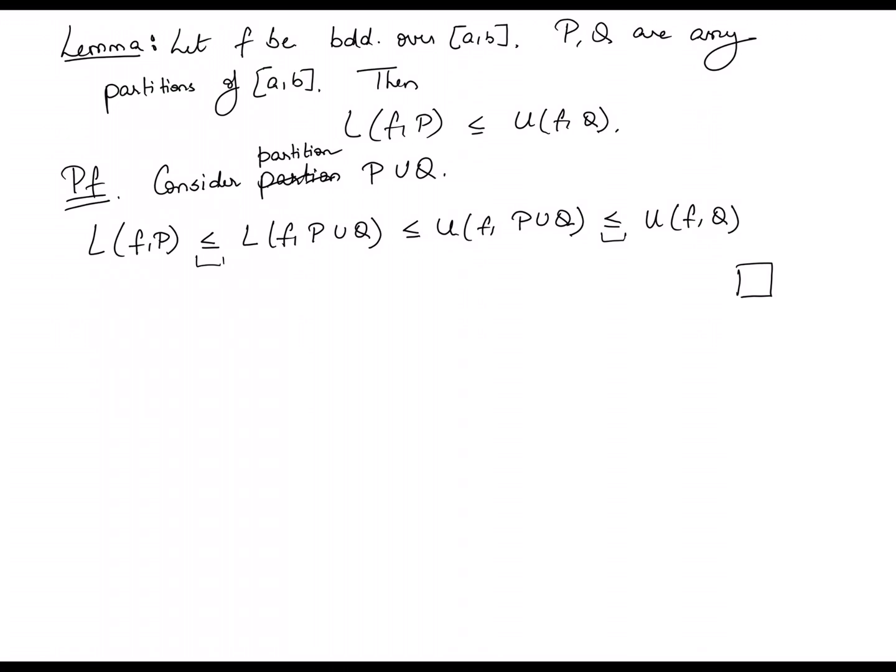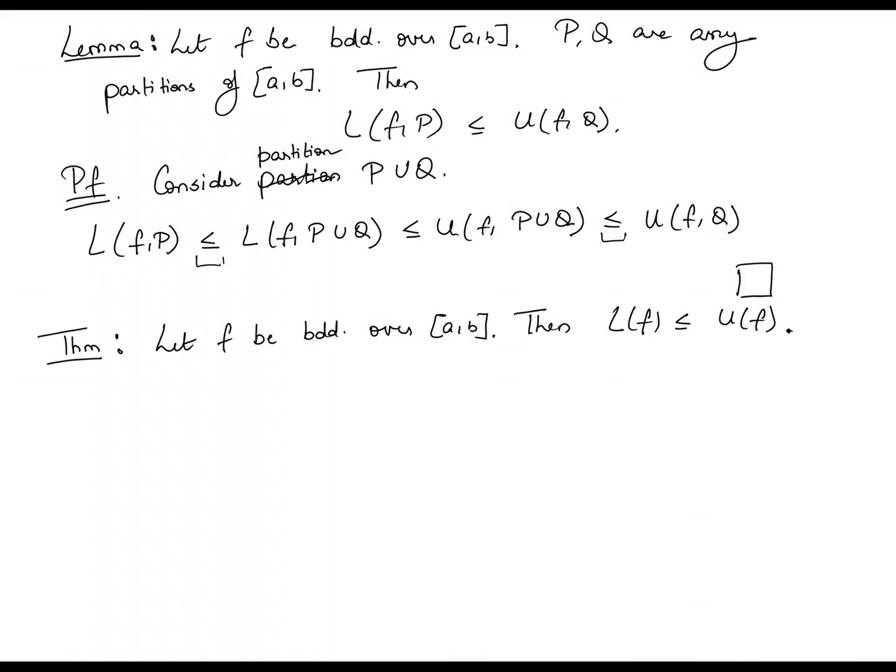So therefore, for any partition P and for any partition Q, the lower sum over P is going to be less than or equal to the upper sum over Q, right? And this in turn essentially implies the claim I had made before, that the lower Darboux integral is less than or equal to the upper Darboux integral, right? So let f be bounded over, let's say, AB, then L of f is less than or equal to U of f.